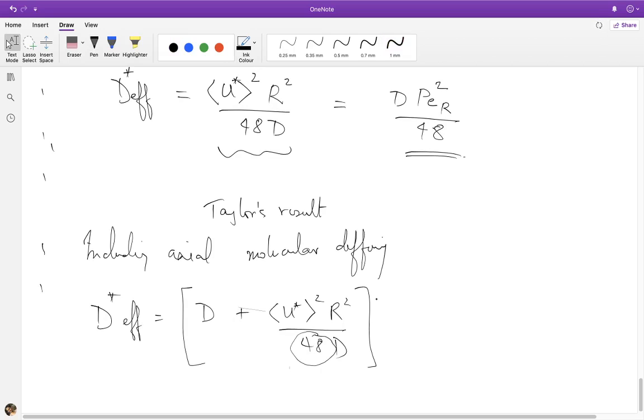For example, in flow between flat plates, you would have the height of the plate here, but this number 48 would be different. And it's an interesting exercise for you to think about: if you just reproduce this derivation for flow between flat plates, it will follow almost identically, but you will get a different number here. It's useful to compare dispersion in a pipe versus dispersion between flat plates and see which one is larger. That certainly helps in understanding the physics of the dispersion problem, and I leave that to you.